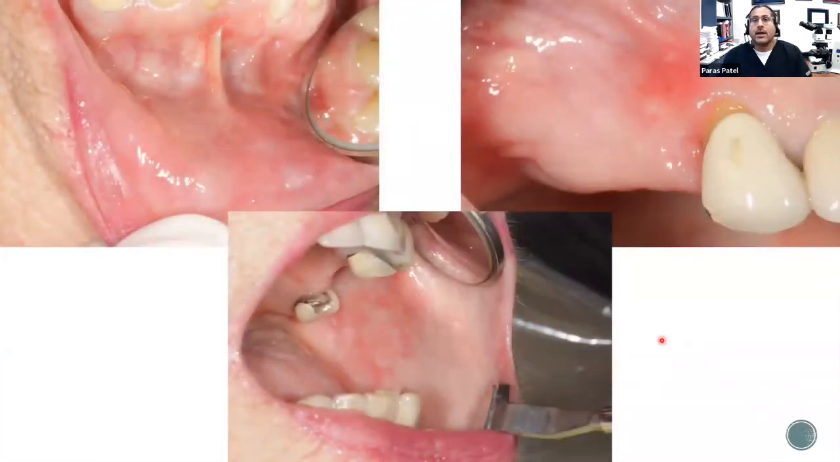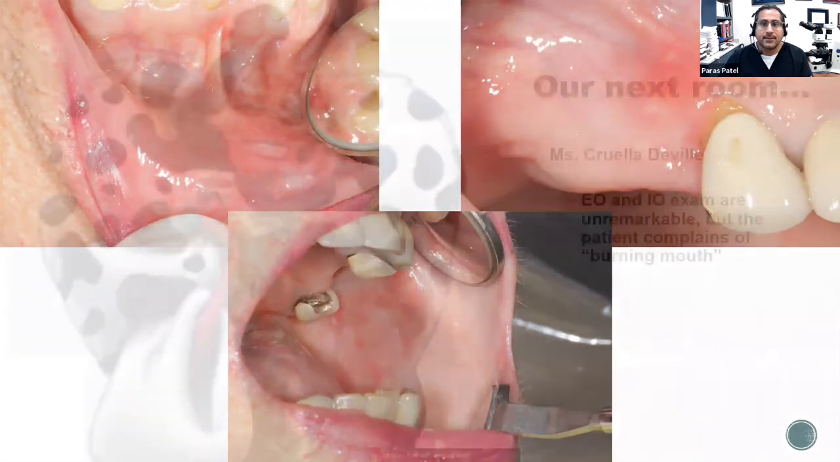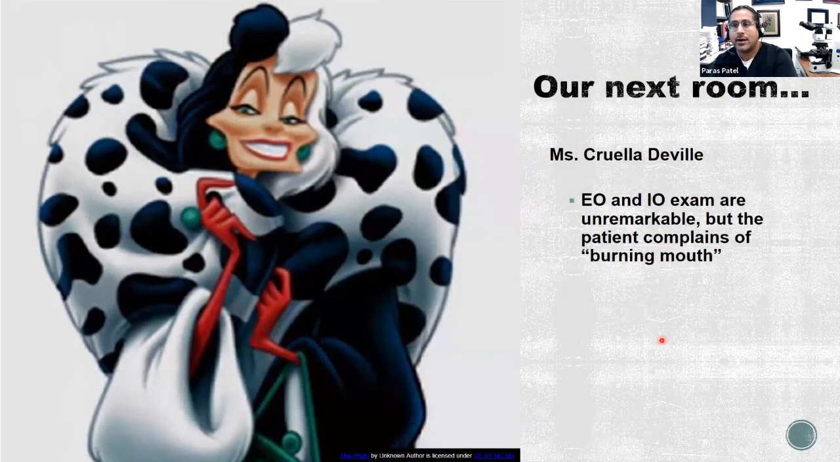So going back to the drawing board and evaluating the patient's medication list is another important part of this. All right, so let's go to our next room. This is our next patient, Miss DeVille. The extraoral and intraoral exam that we performed was relatively unremarkable, but the patient does complain of burning in her mouth.